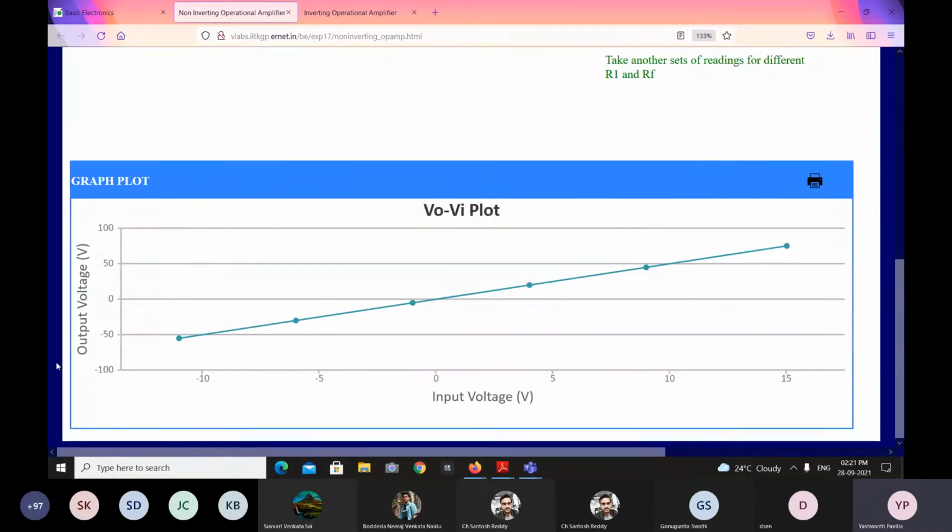And plot it. So you have to obtain a straight increasing curve with a positive slope.